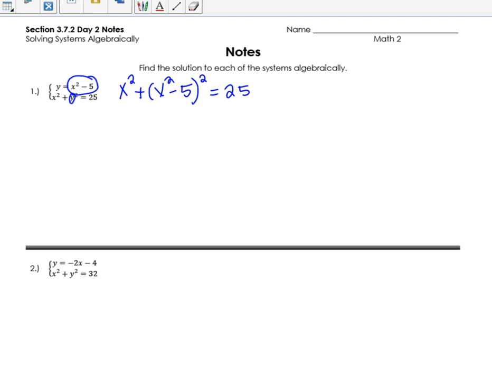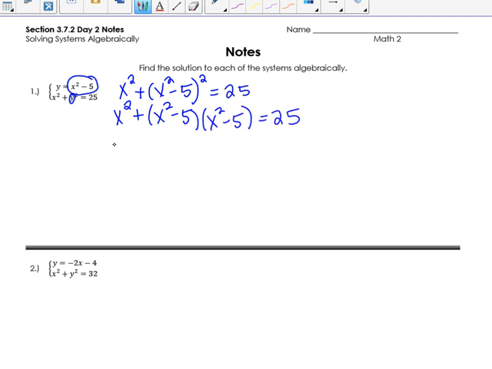Now here, pay attention. This is what I meant by it's going to be a little bit more difficult today. You have x squared plus (x squared minus 5) times (x squared minus 5) equals 25. When you multiply this out, x squared times x squared is x to the 4th because you add your exponents. Negative 5x squared minus 5x squared is negative 10x squared. And then negative 5 times negative 5 is positive 25. So just watch your exponents there.